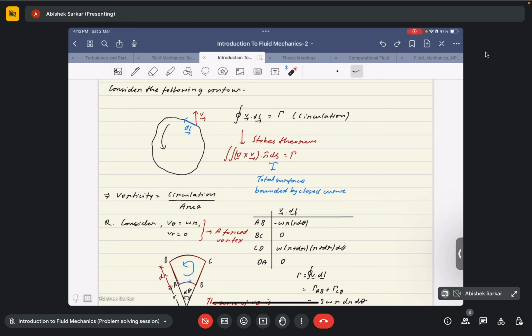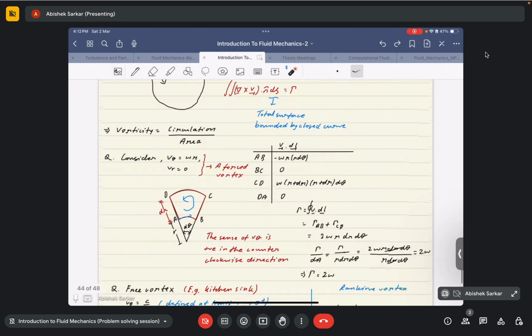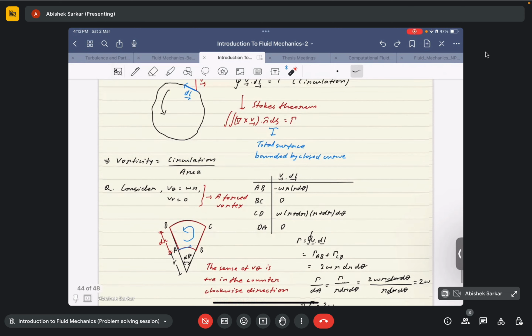And actually, if somebody has a very strong mathematical base, they will clearly see this relation and point out themselves how circulation and vorticity are related. Okay, so this surface integral again can be considered as the product of vorticity and the area vector. Magnitude wise, you can consider it to be vorticity times area is equal to circulation.